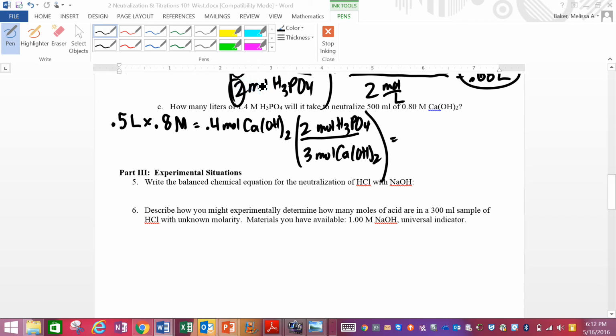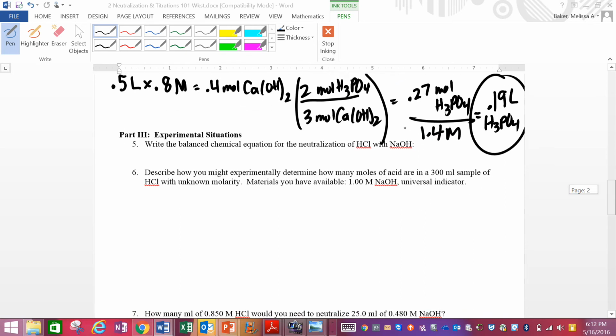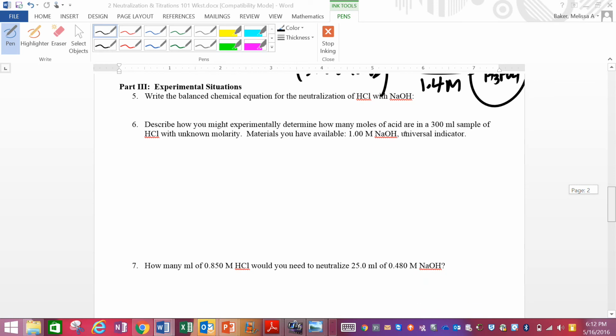Multiply across the top, divide by the bottom. We're talking about 0.27 moles of H3PO4 would be required to neutralize that base. Now, moles divided by the molarity will give us how many liters of acid we would need. 0.19 liters of H3PO4. Hopefully you're starting to see some patterns here.